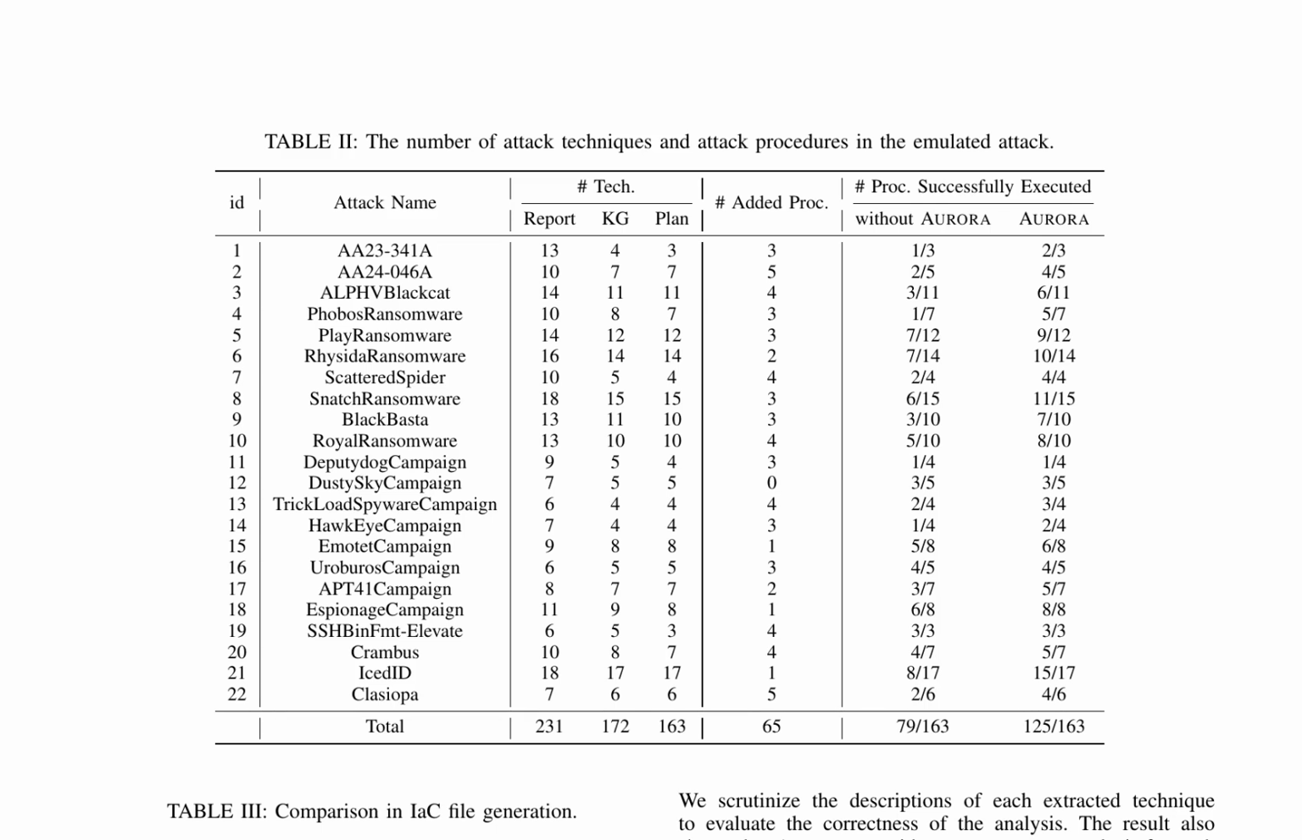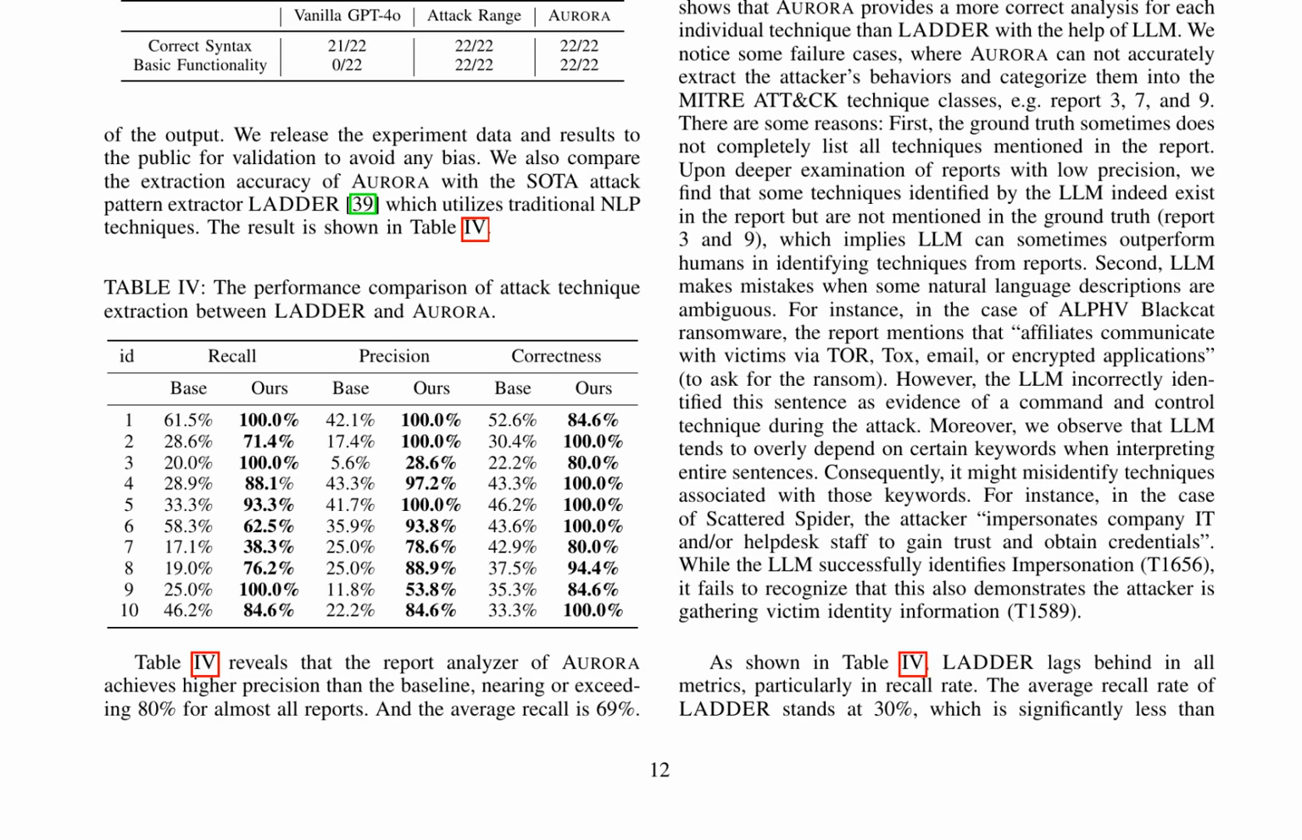The results show that AURORA outperforms other tools in several aspects, including TTP coverage, infrastructure deployment, and report analysis. The study concludes by discussing limitations and future work, emphasizing the importance of human input in security-related questions and the need for further improvements in LLM capabilities.